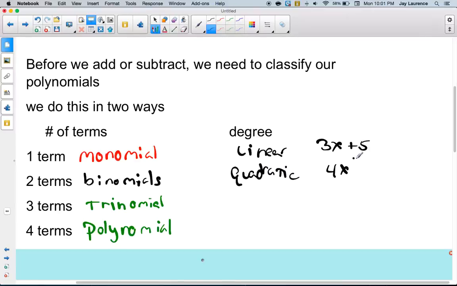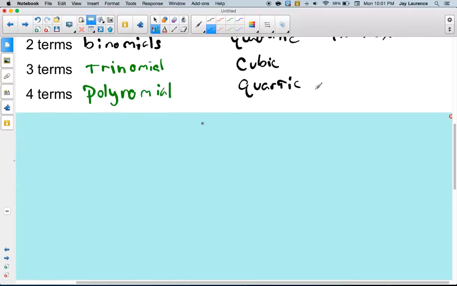So like 4x squared plus 2x. That's a quadratic binomial. Okay, it doesn't have to be a binomial, but it is. All right, degree 3 is cubic, right? And degree 4 is quartic. Quartic, if it's degree 4. And then after degree 4, we just classify it by the number. Okay, it's degree 5, degree 10, whatever the case may be.